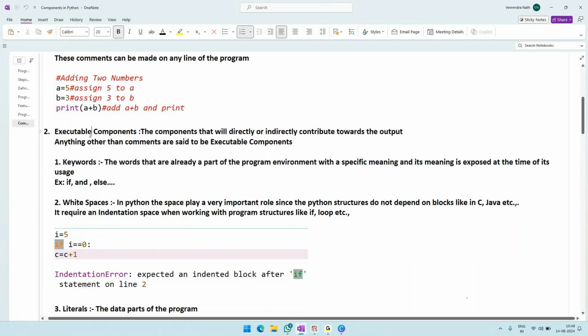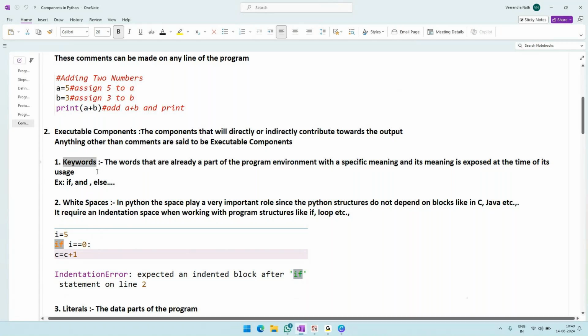Next, going to the executable components. What are executable components? They are the components that are directly or indirectly used for contributing towards the output. They are responsible for it. Anything other than comments can be called an executable component. Now we'll have a list of executable components.